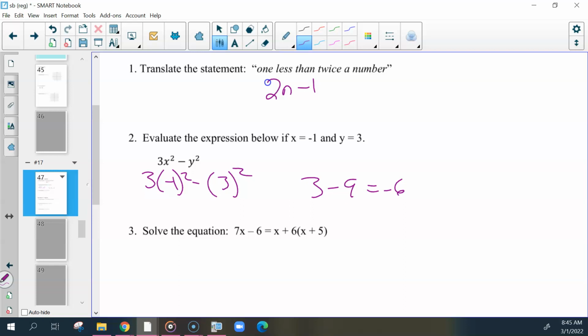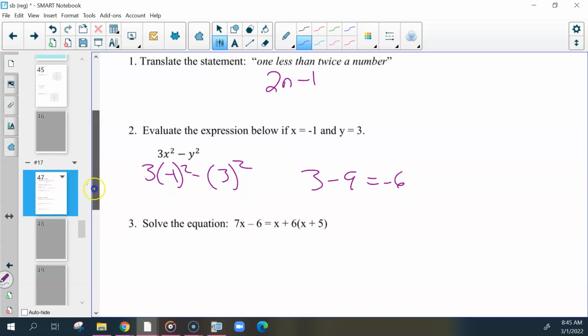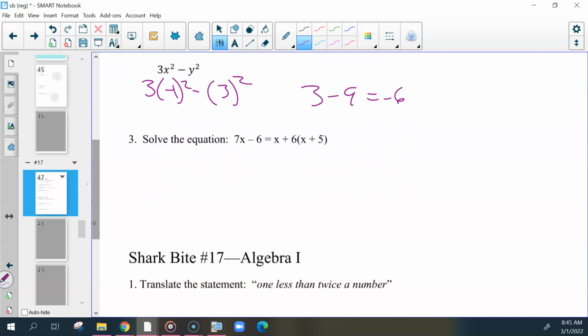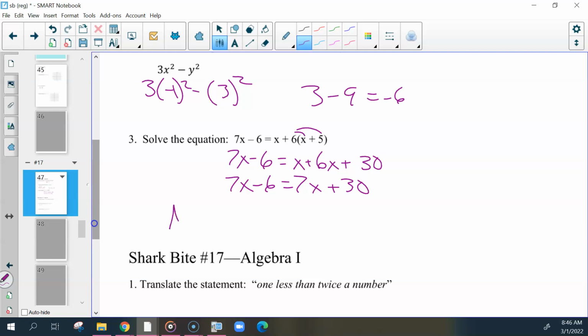For the third one, we need to solve this. So we can start off by distributing: 7x minus 6 equals x plus 6x plus 30. Combine our like terms. At this step, what type of solution is this going to have? No solution. Questions on those?